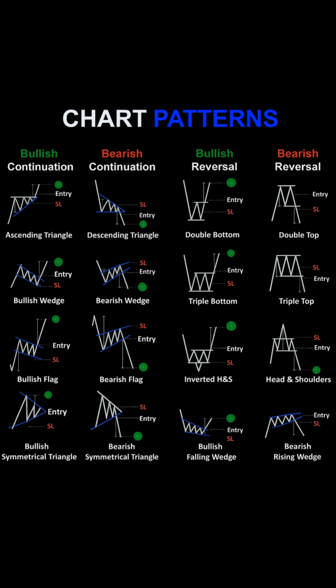Next, we have bearish continuation patterns. These occur in a downtrend and tell us that the selling pressure is set to continue. Similar to the bullish side, we have the descending triangle, where sellers are aggressively pushing the price lower against a stable support level. The bearish flag and wedge are brief bounces within a strong move down.